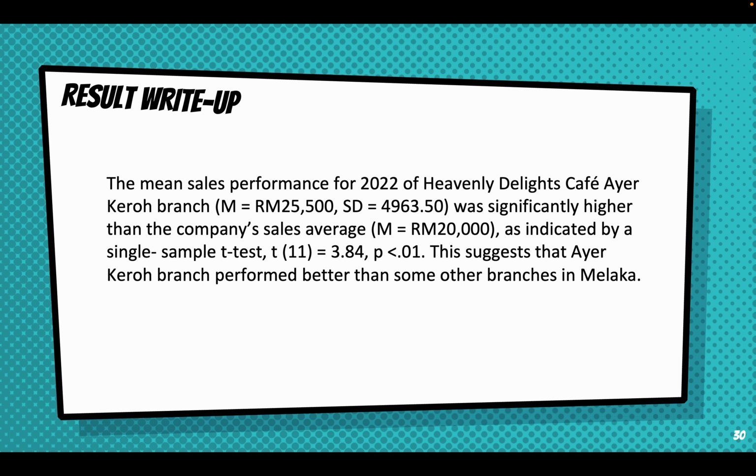Here's how you report the result. The Ayer Keroh branch significantly outperformed the company average. This is the language you will use in your thesis or report.